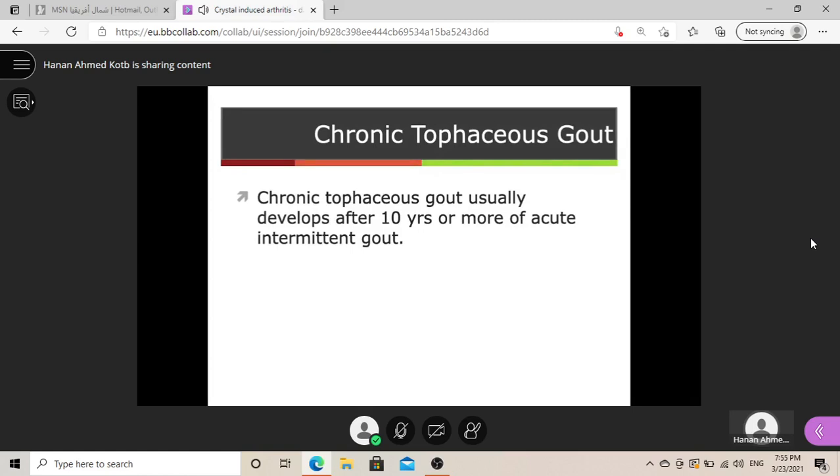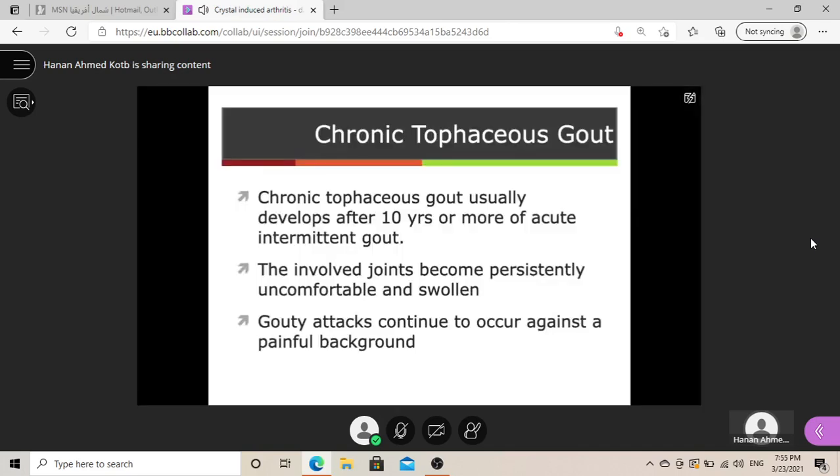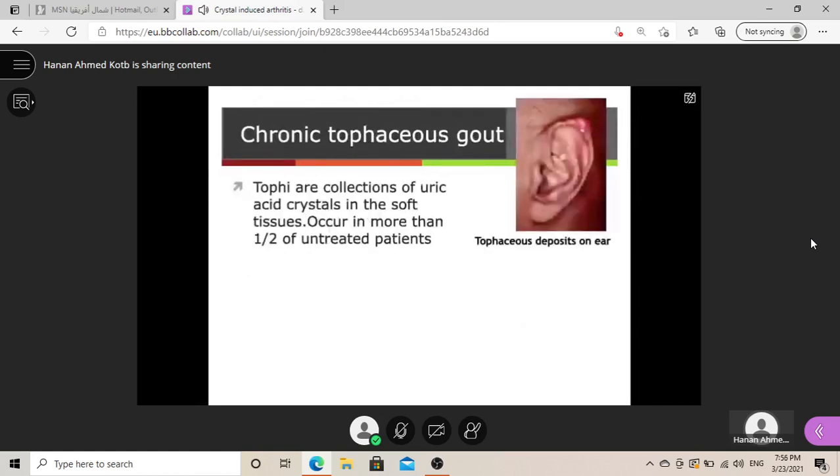نيجي بقى للسكند تايب اوف جاوتي ارثرايتس اللي هي الكرونيك توفيشس جاوت that usually develops after 10 years or more of acute intermittent gout. طبعا if left untreated. The involved joints become persistently uncomfortable and swollen، يعني عندي دايما baseline of arthritis، chronic، but still we do get gouty attacks continue to occur against a painful background. كلمة chronic توفيشس جاوت معناها we have to fight. اللي هو اتفقنا uric acid crystals deposited in soft tissues. التوفاي are collections of uric acid crystals that are deposited in soft tissues. It occurs in more than half of untreated cases.